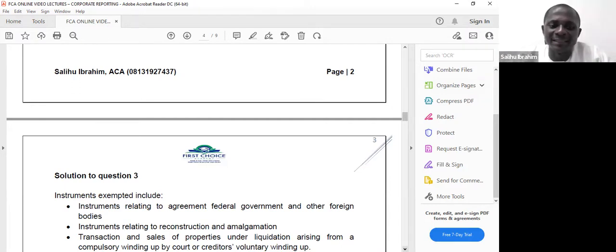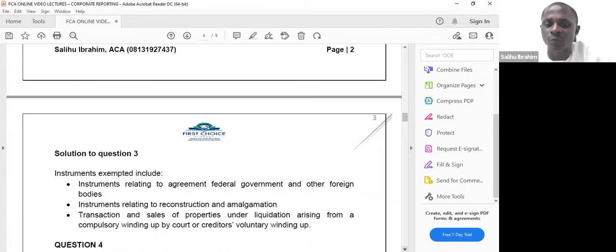Number 2, instruments relating to reconstruction and amalgamation. What is reconstruction? Reconstruction is when you are trying to reorganize, to restructure your company. When you have a company that is dying and you want to revive it, the process of reviving the company may be through restructuring, capital reconstruction or amalgamation, where you merge the company with another company. Any document emanating from this process is not expected to be stamped.